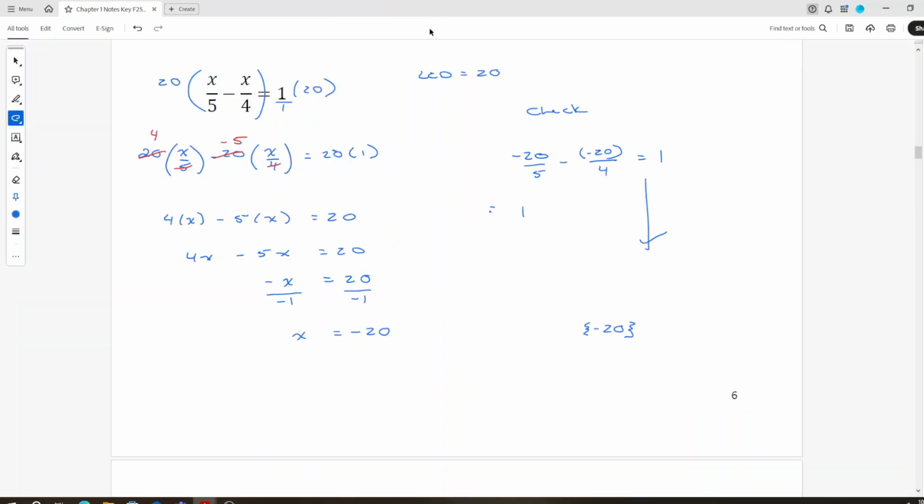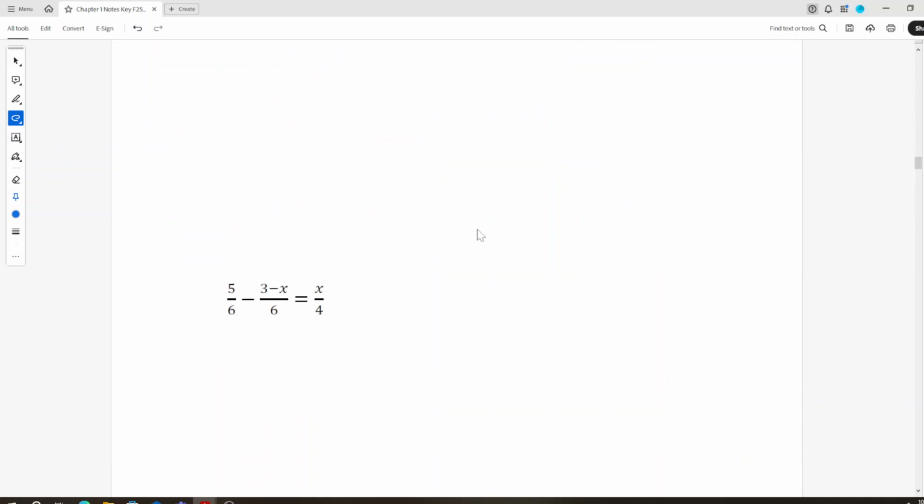I did not need to state if it was an identity or a contradiction because I got a solution. X equals negative 20. This is conditional. The equation is true on the condition that x is equal to negative 20. All right, let's just do more. So I think I have 2 more examples. Sweet. Okay, 2 more examples and then just a quick concept check for this.